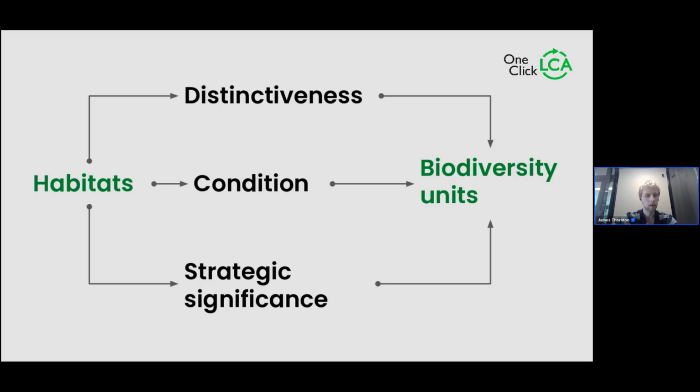So within biodiversity net gain, you have your habitats on your site, and then you have these three, let's call them parameters, that influence their value in biodiversity units. So you have distinctiveness, condition, and strategic significance. Distinctiveness is representative of the relative biodiversity value at the national scale. So for one type of forest, how valuable is that across England as a whole?